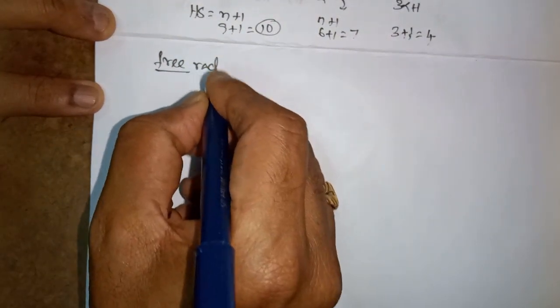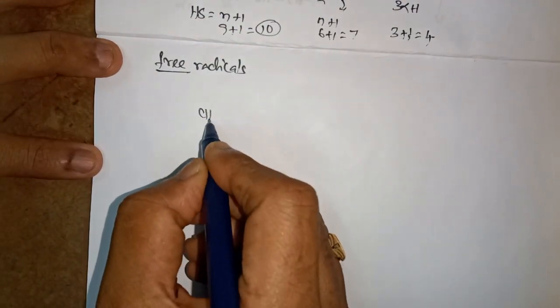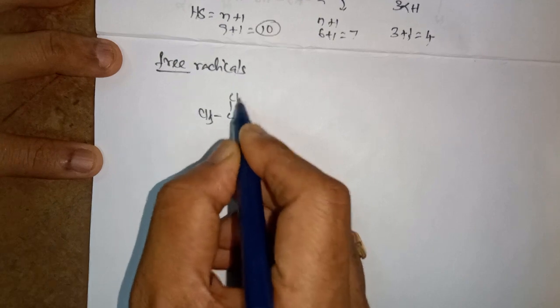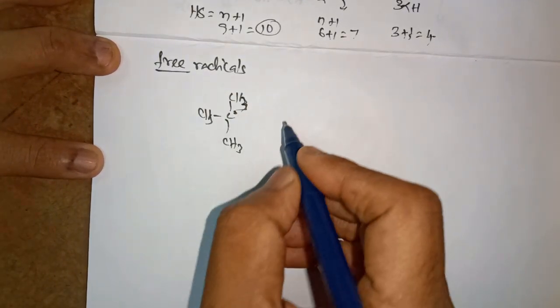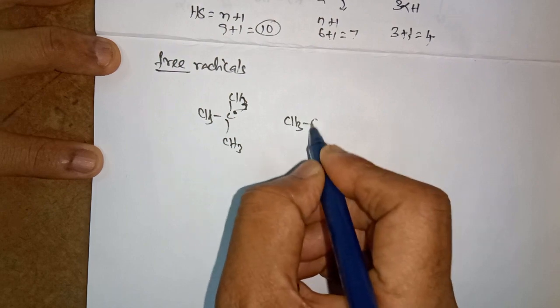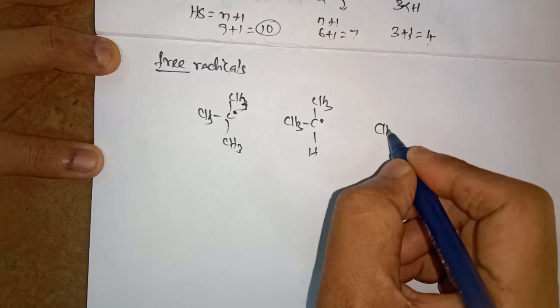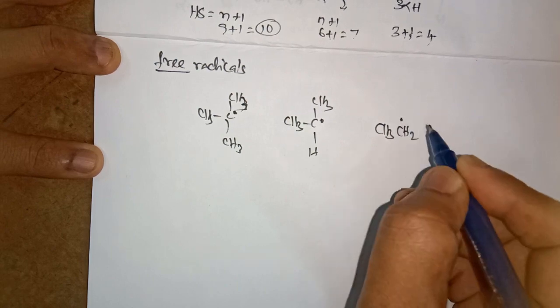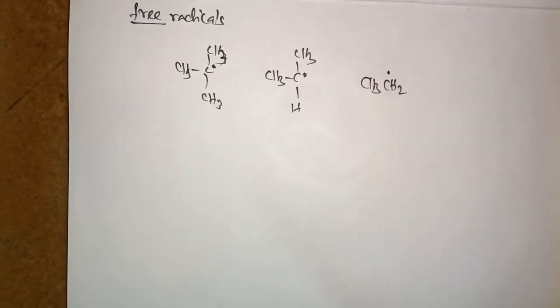Free radical. What are free radicals? You see tertiary. It is C, with CH3, CH3, CH3. It is a free radical. Then you come to secondary: CH3, C, CH3, H. It is a free radical. Primary: CH3, CH2. It is a free radical.